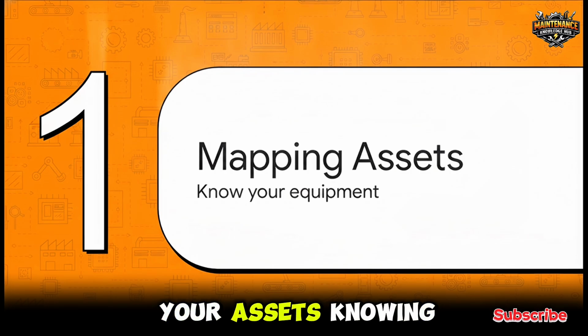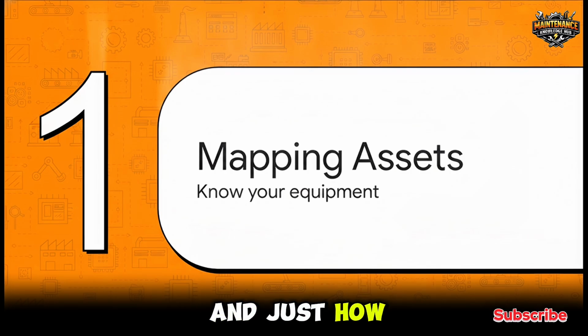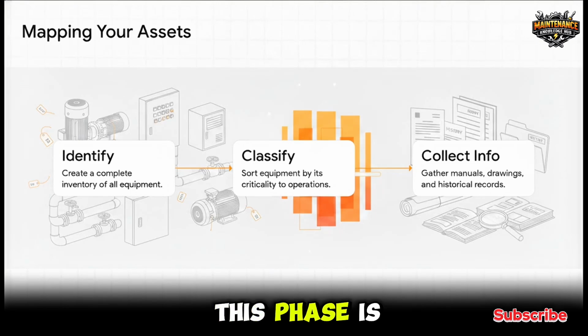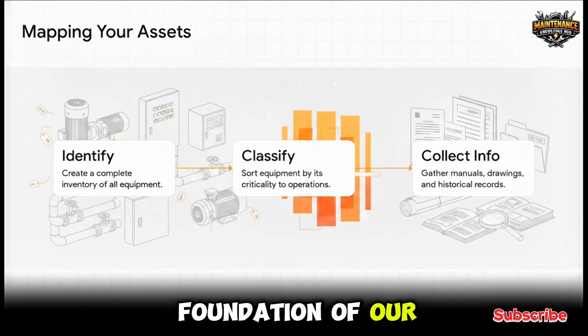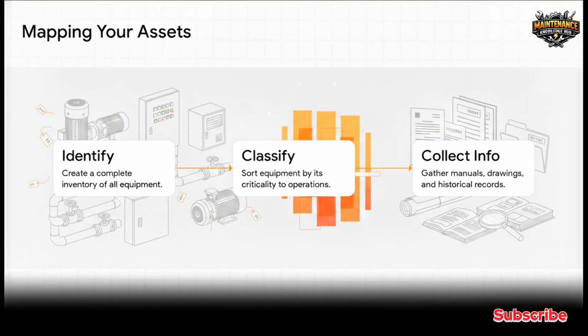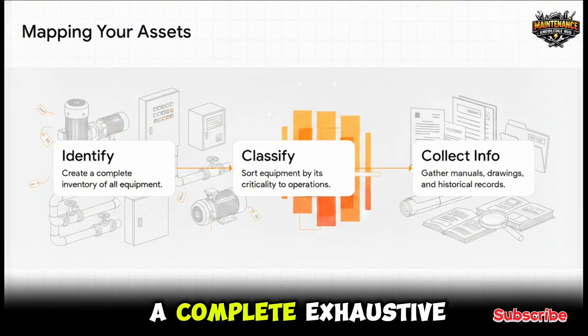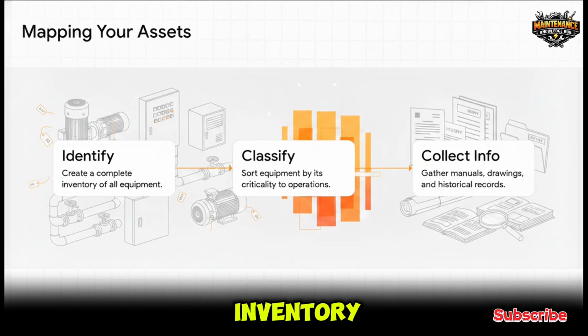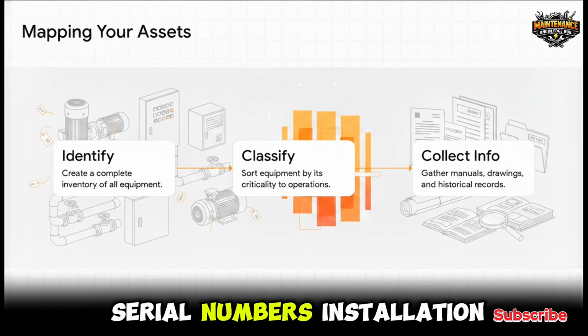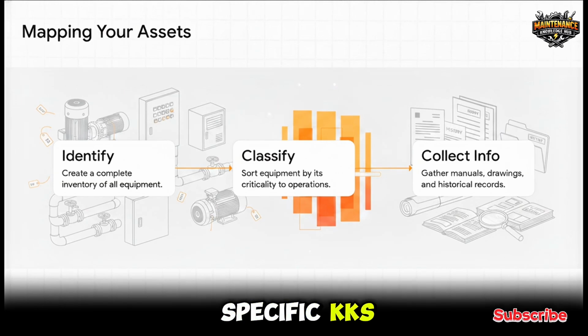Phase 1. Mapping your assets. Knowing exactly what you have and just how critical it is. This phase is really the bedrock foundation of our entire maintenance planning flow. Step 1 is to identify all assets. Literally, this means creating a complete, exhaustive inventory, capturing equipment names, serial numbers, installation dates, and even those specific KKS codes if you happen to be operating in a power plant.